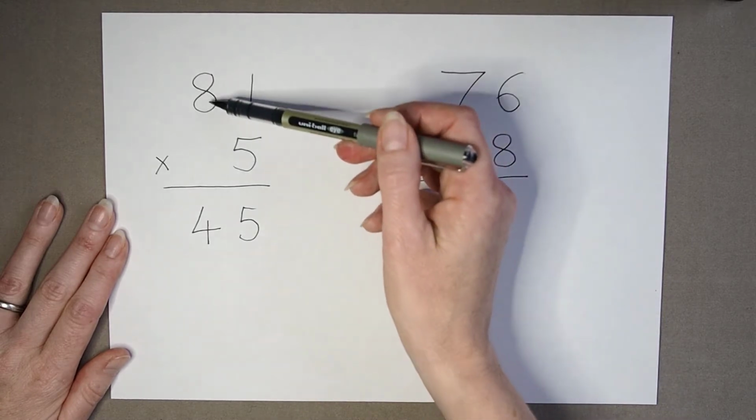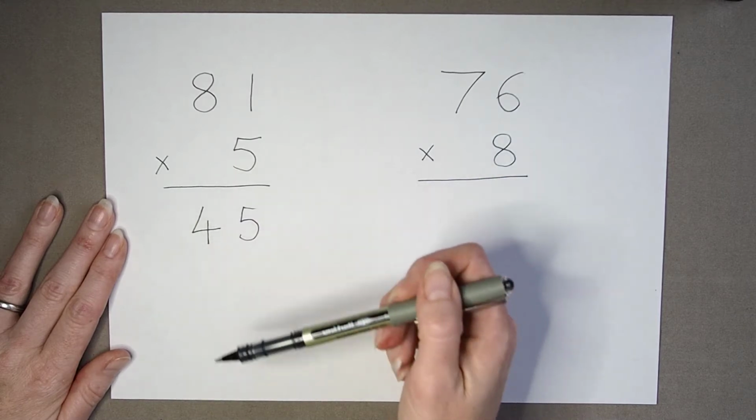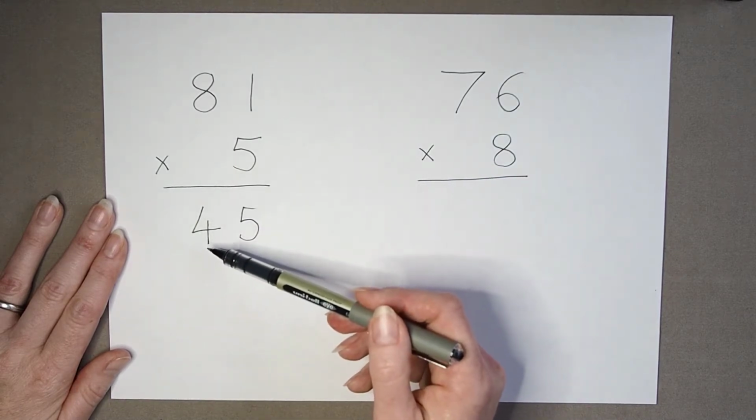So they need reminding that actually this is 5 eighths of 40, but in our tens column it's 40 lots of tens, not 4 lots of tens.